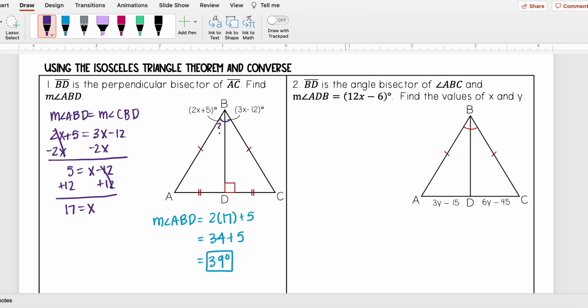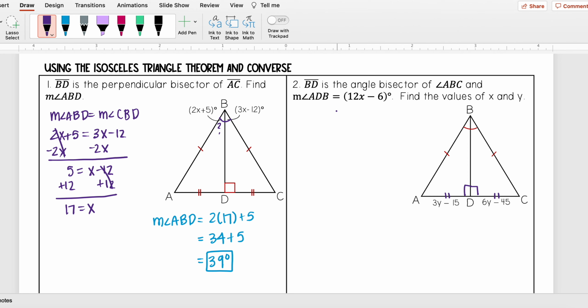Okay, number 2 says that BD is now the angle bisector of angle ABC, and the measure of angle ADB is equal to 12x minus 6 degrees. Find the values of x and y. Again, what does this theorem tell me? It tells me that if BD is the angle bisector, then it's also the perpendicular bisector of my base. And so that means that I have a right angle here and here, and these two sides are congruent.